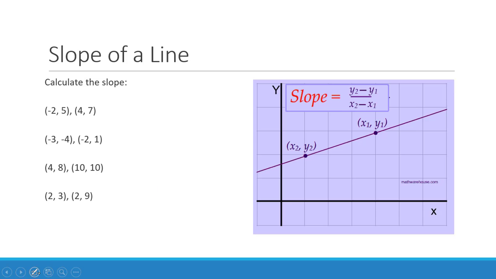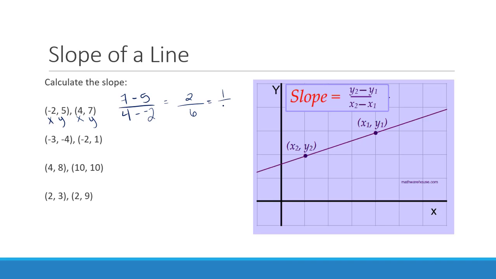Now to calculate slope, we can use the formula y2 minus y1 over x2 minus x1. That's just a really fancy way of saying take your second y value, which in this case would be 7, subtract your first y value, which would be 5, and then take your second x value, which would be 4, and subtract your first x value, which would be negative 2. So again, it's y2 minus y1 over x2 minus x1. 7 minus 5 would give us 2. 4 minus negative 2 would give us 6.